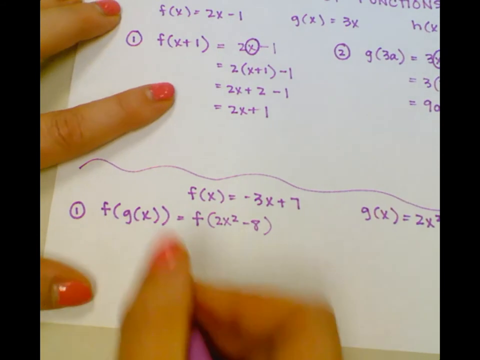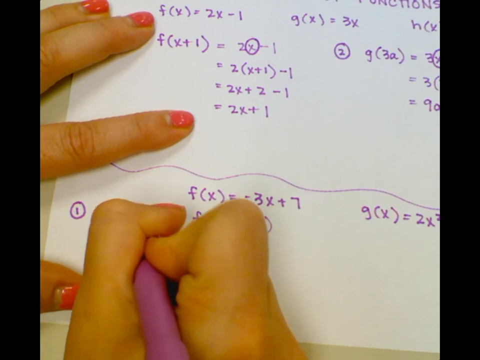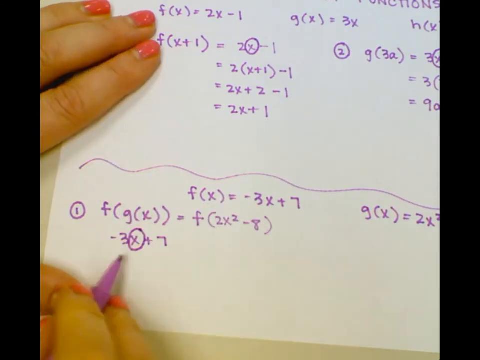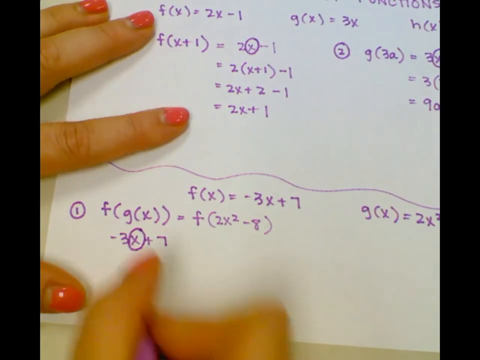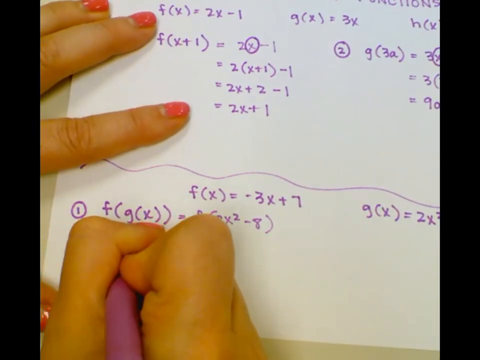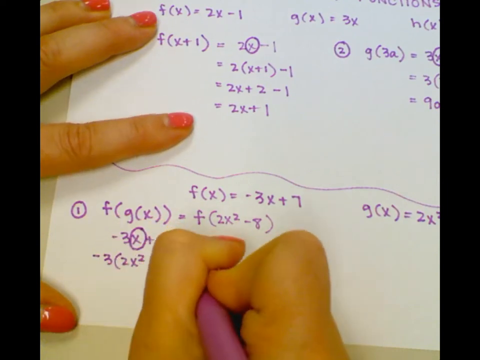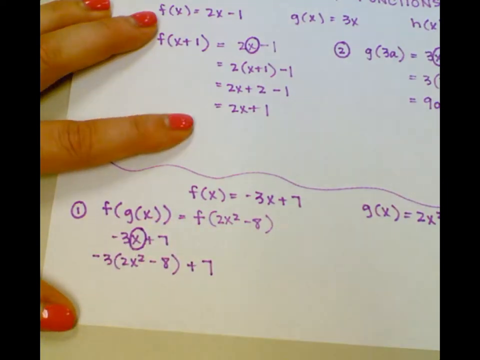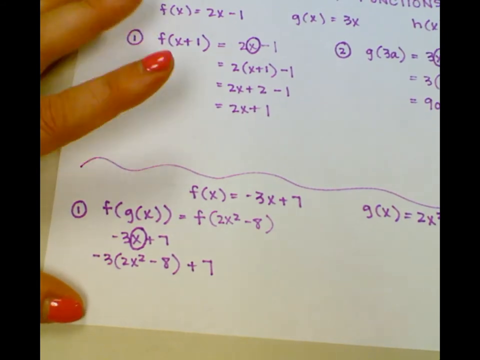So let's write down our function. Our function is negative 3x plus 7. So right where this x is, right there, I'm going to plug in my 2x squared minus 8. So negative 3, plug it in, 2x squared minus 8. Still have the plus 7.